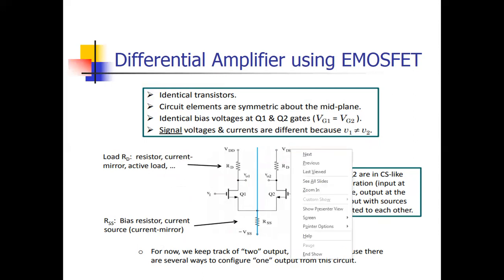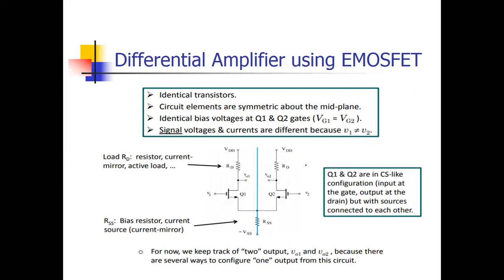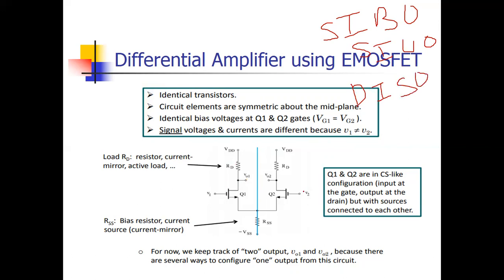And remember, there are four configurations: single input balanced output, single input unbalanced output, dual input balanced output, and dual input unbalanced output. Single input balanced output means you apply input at one terminal with the other terminal grounded, and you take output from both terminals. Single input unbalanced output means you take output from one terminal. Dual input single output means you apply input at both terminals but take output from one terminal.